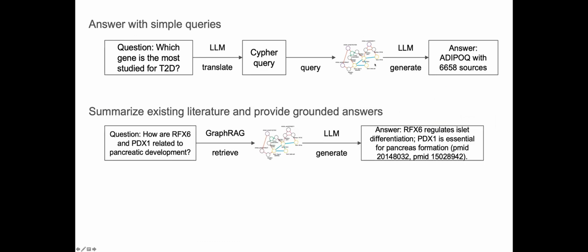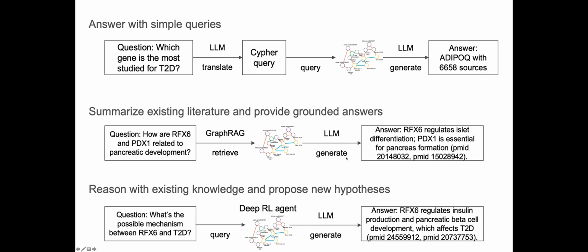Okay, so I have shown you the first: for a question, we can just do a query and get the answer. And the second one is by using graph RAG to retrieve the articles and use an LLM to generate a grounded answer. And we also ask, can we use deep reinforcement learning to propose new hypotheses? Like for the question, what is a possible mechanism between RFX6 and T2D? We are hoping we can train a deep reinforcement learner to learn new hypotheses.